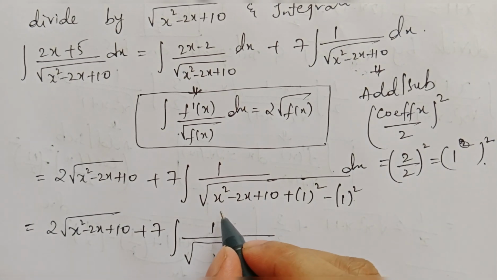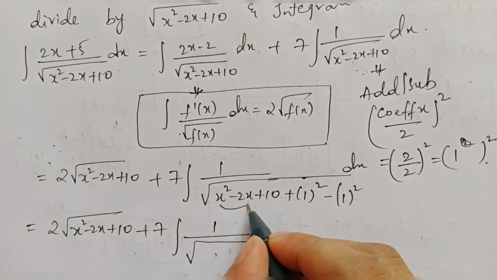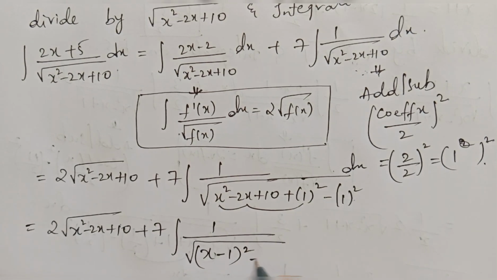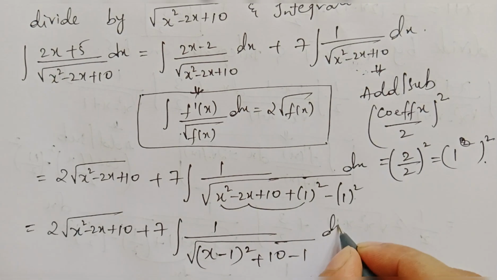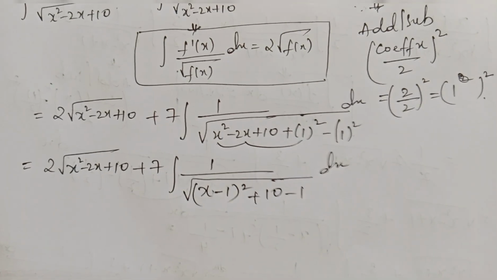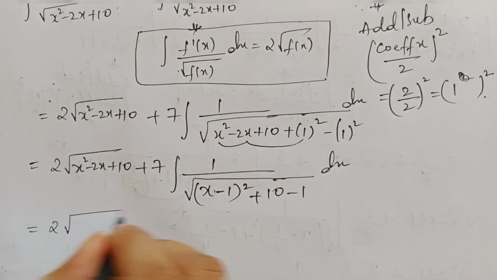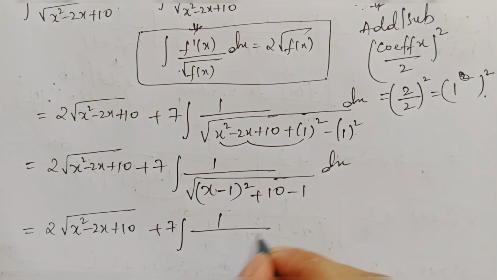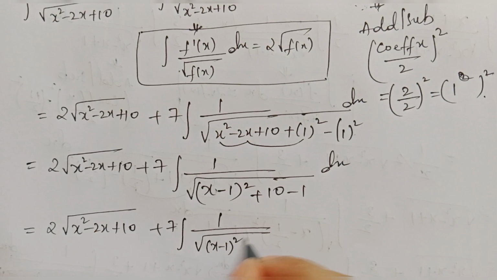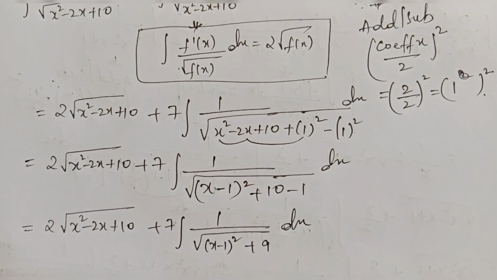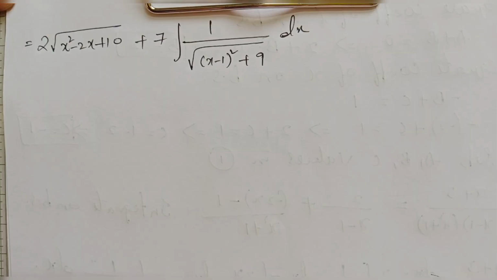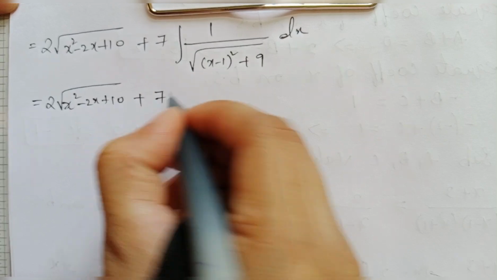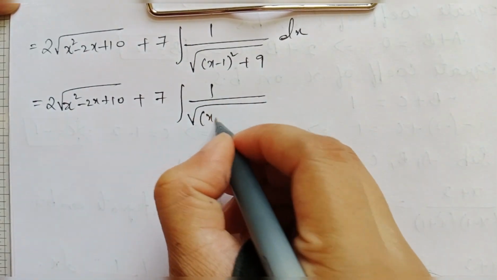So this can be written as 2 root (x square minus 2x plus 10) plus 7 integral 1 by root of, this can be taken as a square minus 2ab plus b square. So it is (a minus b) whole square, right? Plus 10 and this is minus 1. So plus 10 minus 1 value will be 9. So it is 2 root (x square minus 2x plus 10) plus 7 integral 1 by root of ((x minus 1) whole square plus 9) dx. This 9 can be written as 3 square. This is equal to 2 root (x square minus 2x plus 10) plus 7 integral 1 by root of ((x minus 1) whole square plus 3 square) dx.